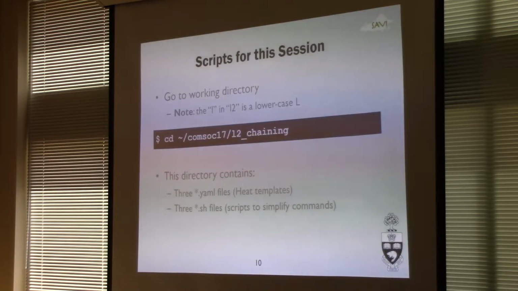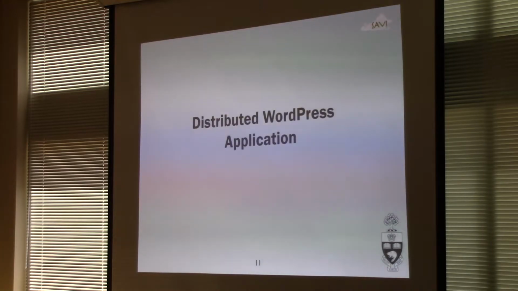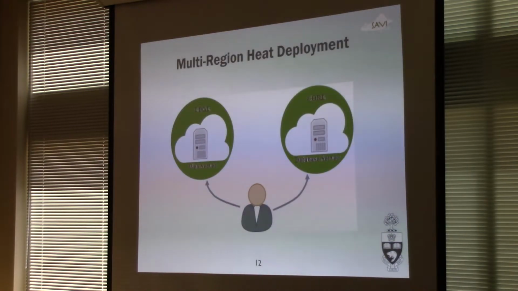Good? Okay. Right. And again, all these templates and shell scripts are on GitHub. Those of you who want to look at it later, I can give you a link. So now we're ready to deploy the distributed WordPress application. Any questions so far? Any problems? Let me know. Again, if you fall back, there's the handout.